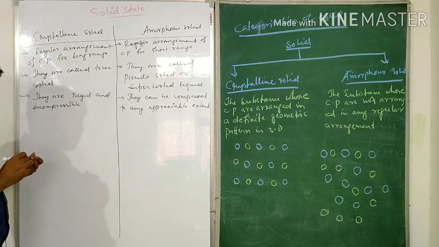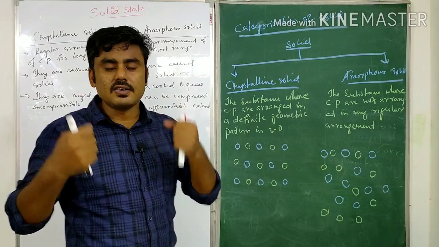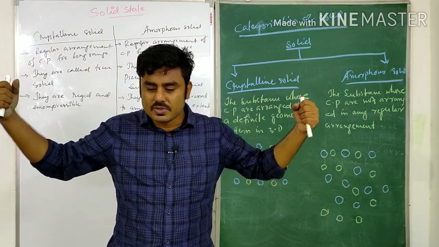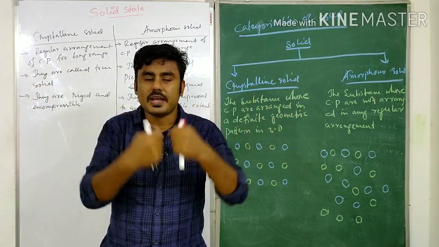Crystalline solids are rigid and incompressible. You cannot compress crystalline solids because the constituent particles are closely packed. There is no space. So if you put pressure over the crystal, the crystal will never compress.